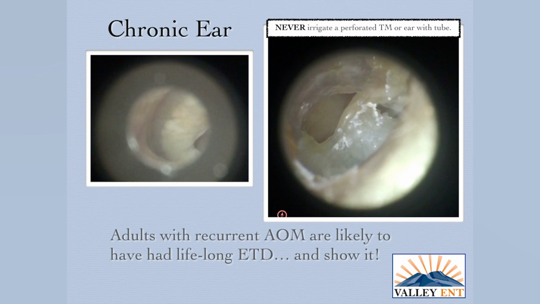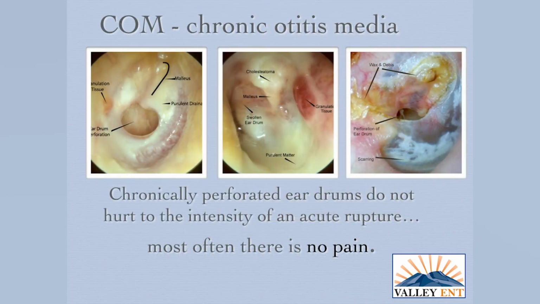And so if an adult says to you, oh, I have these infections all the time, I've had them since I was a little kid, they should look bad. They should look like they've had them. And then really just a reminder, if they have a history where they think they have an ear tube still, or they have a history of a TM perforation, we really should not be irrigating those ears. You will create a doozy of an infection that way. So again, more on chronic otitis media.